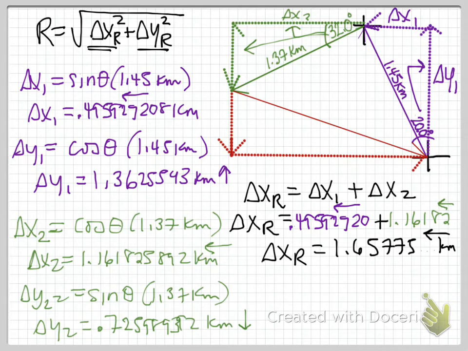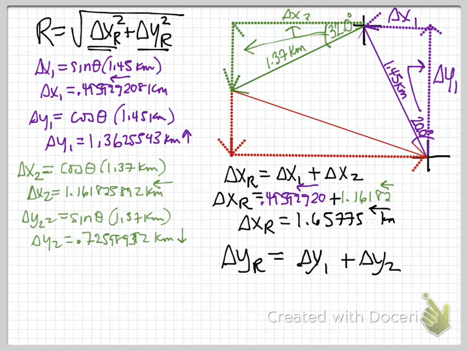Okay, now I'm ready for my delta y resultant, which does have a few things that you need to be careful with. Just as in the case of delta x resultant, delta y resultant is equal to the sum of delta y1 and delta y2. The trick, however, is that these are in opposition to one another. So delta y1 is north, while delta y2 is south. So we're going to have to make one a negative. It's easiest to make the smaller number a negative, so you get an absolute value.